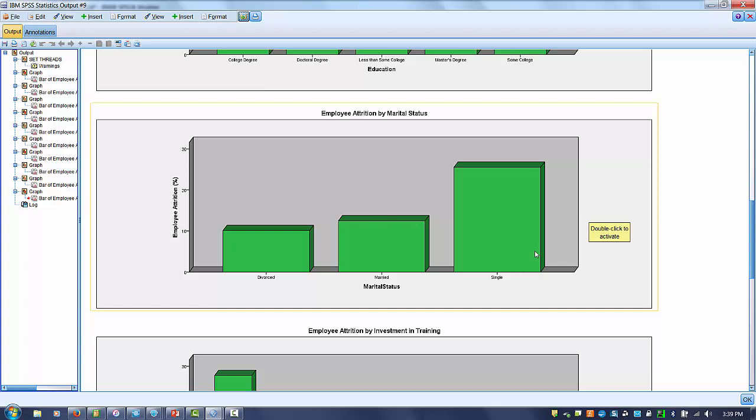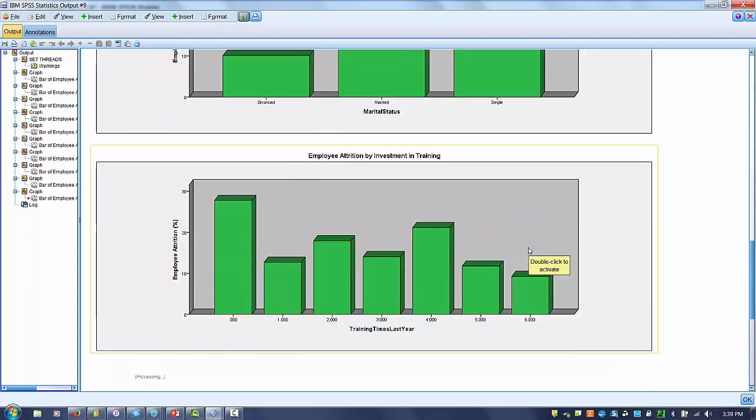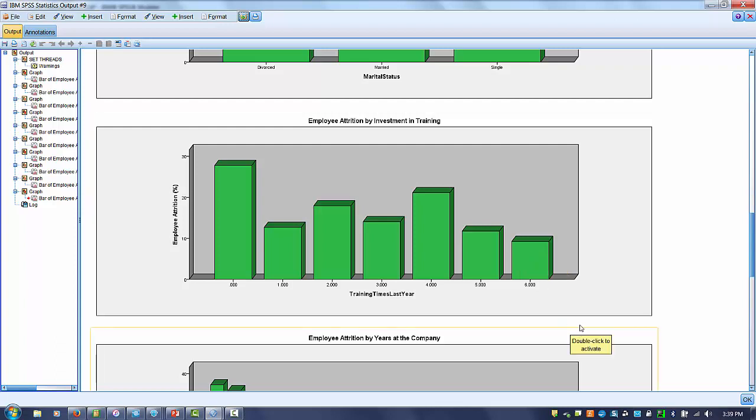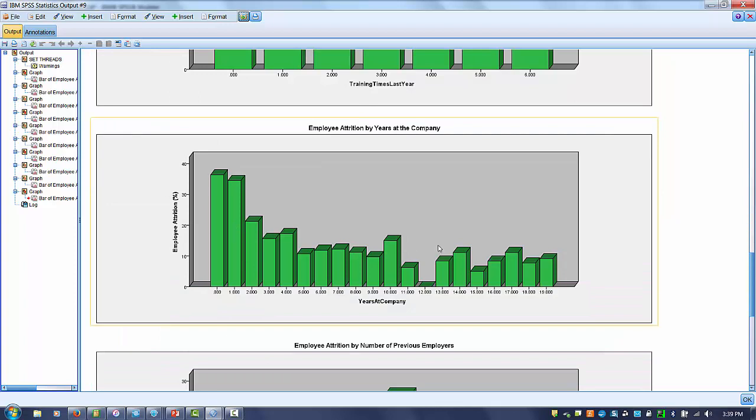Than what we saw in income. Here you have how many times they've trained in the last year, and this is kind of interesting because it looks like there's a big difference between those that had some and none. It's kind of flat here, but there's a big drop off for those that had no training in the last year. It's kind of interesting.